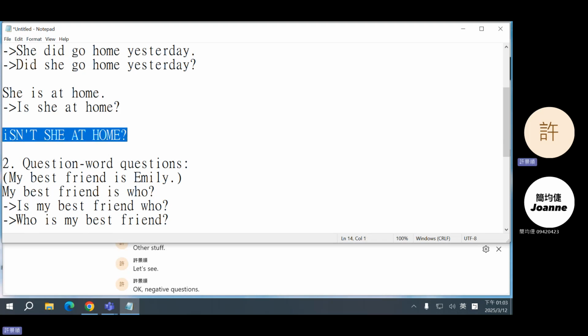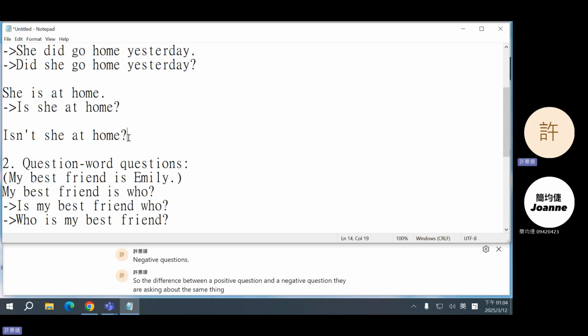Negative questions. So the difference between a positive question and a negative question, they are asking about the same thing, but the expectation is different. If you're asking a negative question, you're expecting the answer to be yes, she is at home.